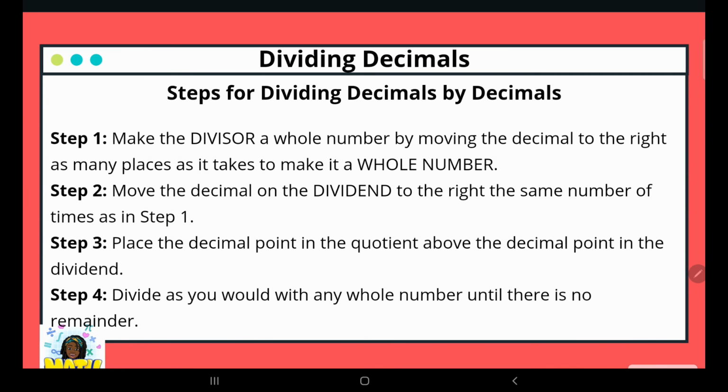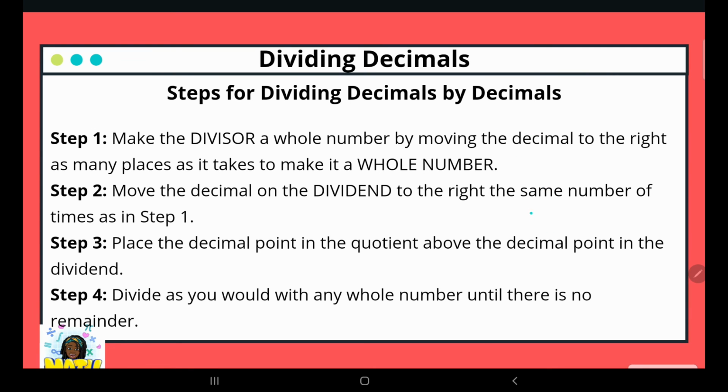Now we're looking at dividing decimals by decimals. Here I like to talk about monkey see, monkey do. So make the divisor a whole number by moving the decimal to the right as many places as it takes to make it a whole number. And then you want to do the same thing to the dividend. So whatever you did in step 1, the number of places you moved, then you want to do the same thing in step 2. So monkey see, monkey do.